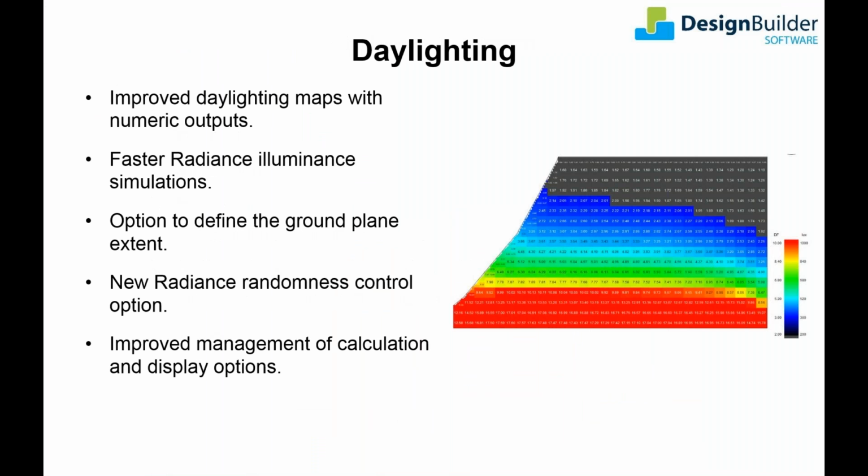Daylight distribution maps have been improved and now include an option to display grid cell values and a range of color palettes. Radiance illuminance simulations are now running in parallel, and that can significantly reduce the wait times for larger models. In a medium-sized model like the one you just saw, daylight illuminance results are now ready in just a few minutes, even with high-quality settings.